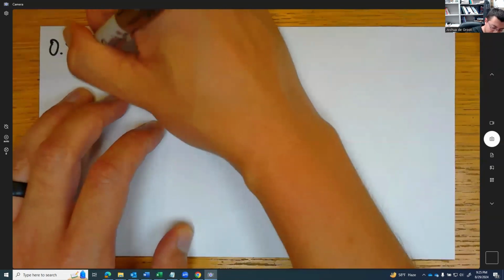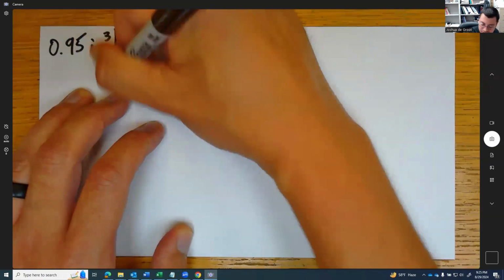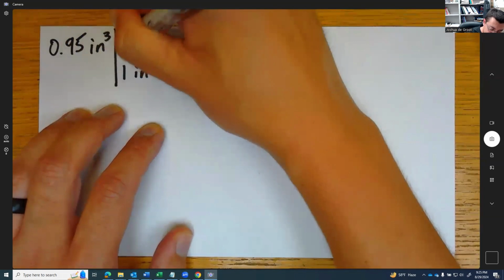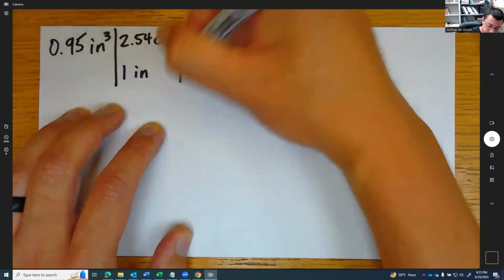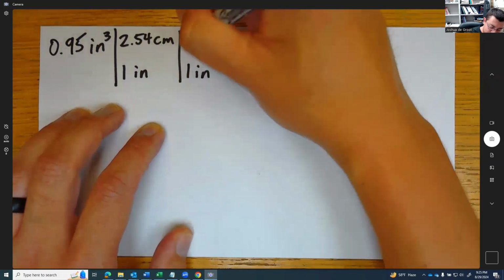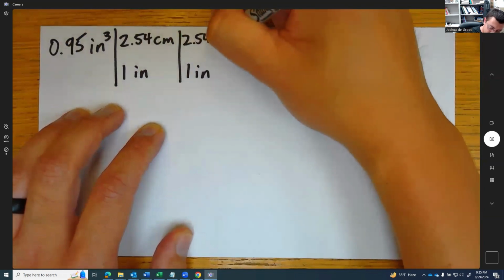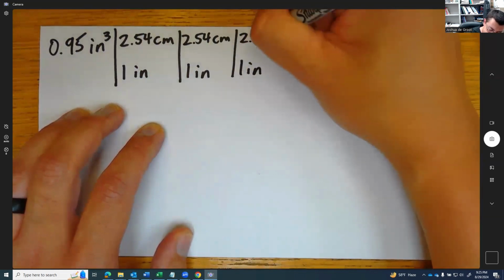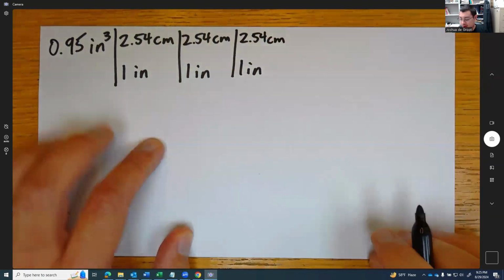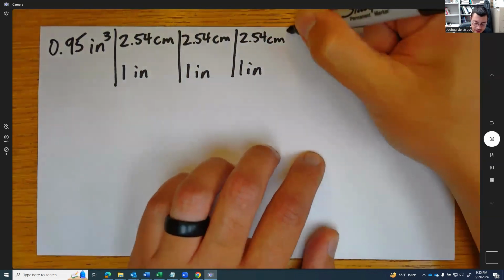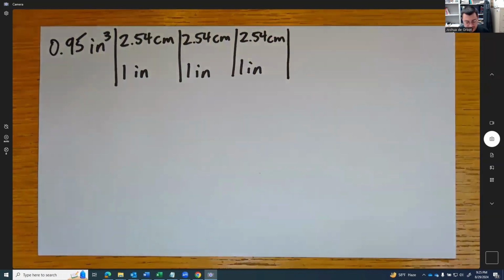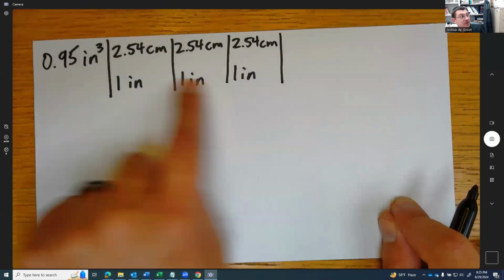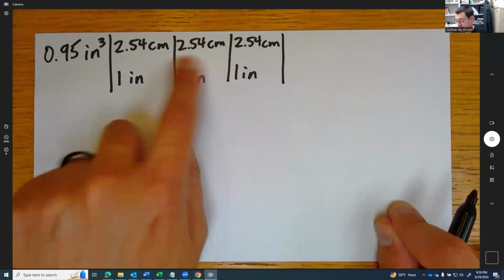I'll probably sometimes edit out mistakes like that, but not this time. 2.54 centimeters. And just copy and paste that. Copy and paste one more time. Okay. All right. Let's take a pause. We're going to cancel out the cubic inches and we'll end up with cubic centimeters.